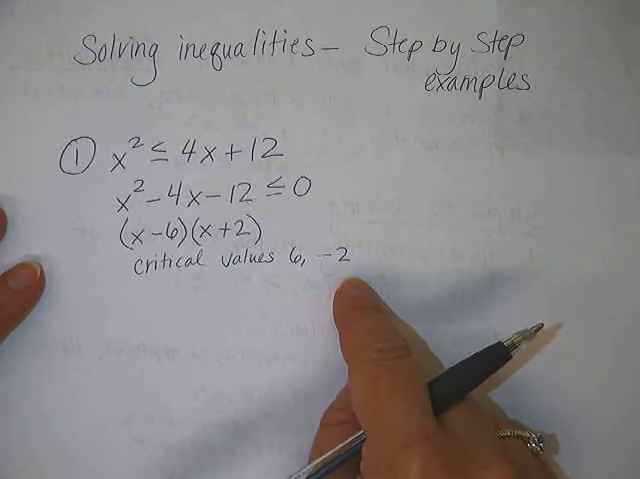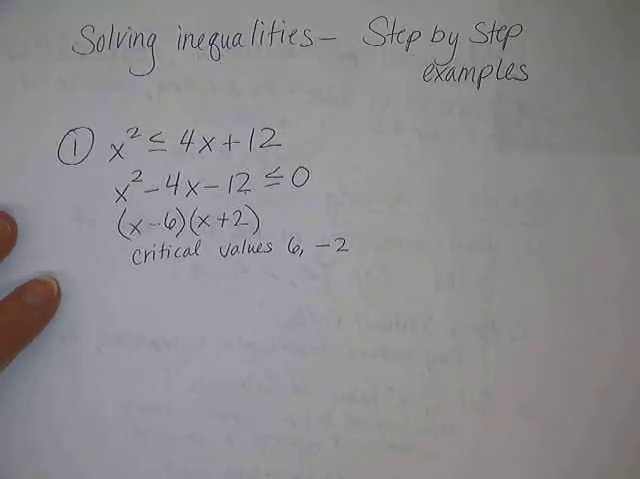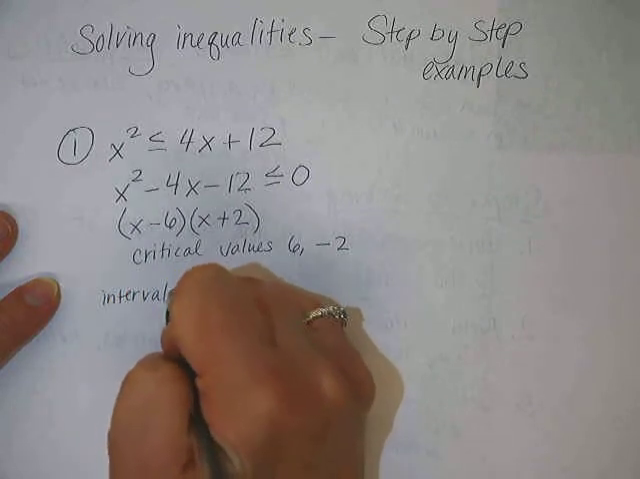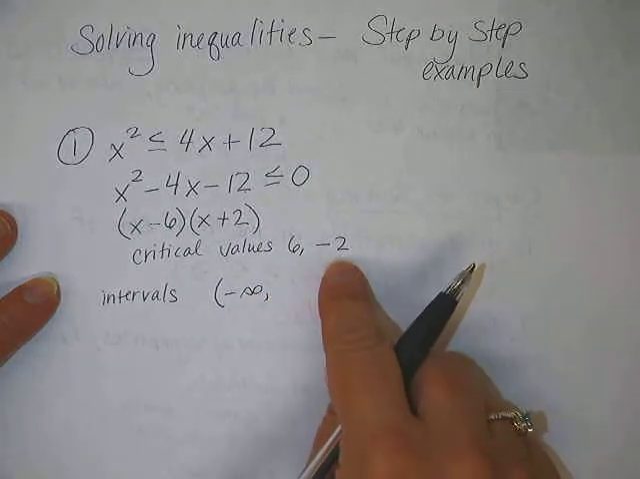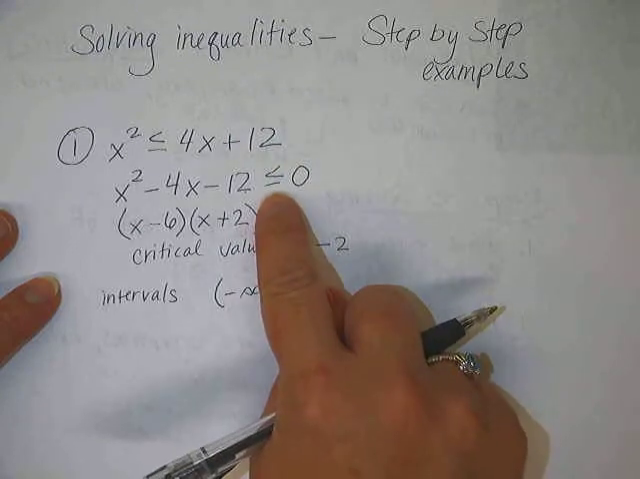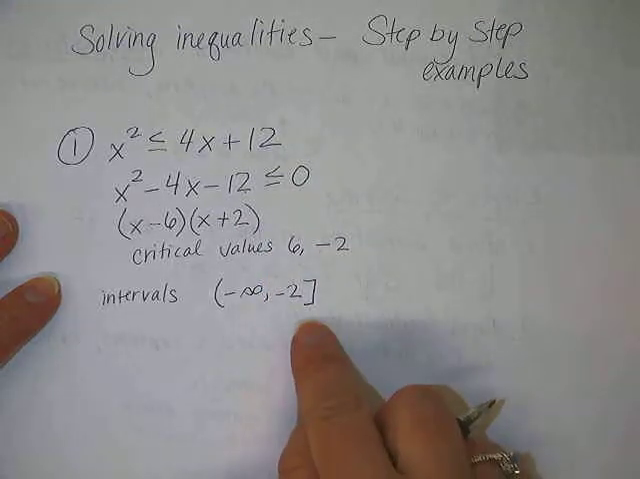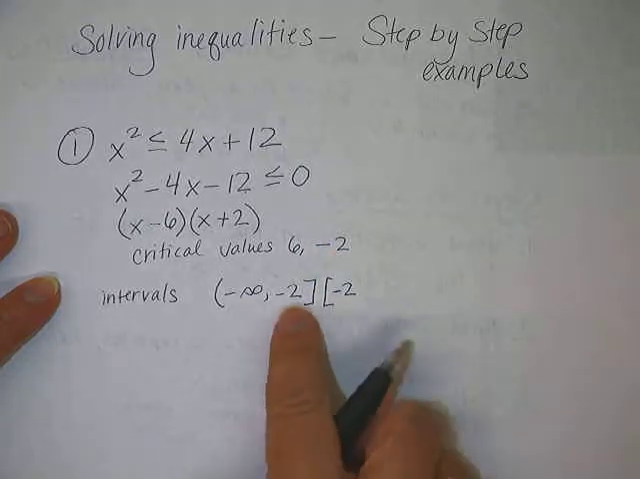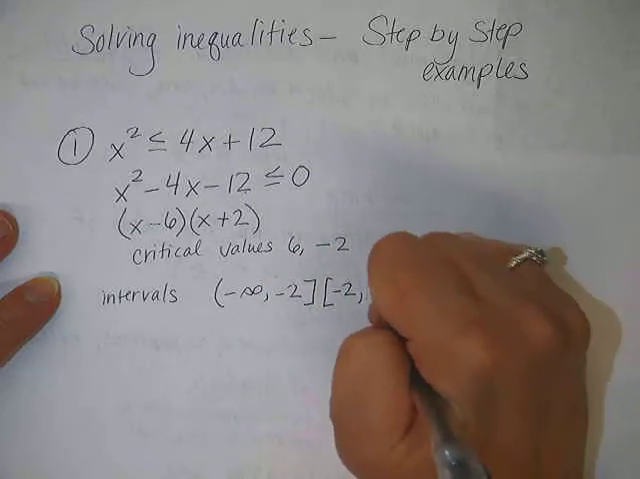At this point, it's impossible to know what the solution is going to be other than it is going to involve these numbers. Okay, the next step was to set up a table with our intervals. So the intervals will be from negative infinity to the smallest critical value that we have, which happens to be a negative 2. Since we're dealing with less than or equal to, we put a square bracket instead of a parenthesis.